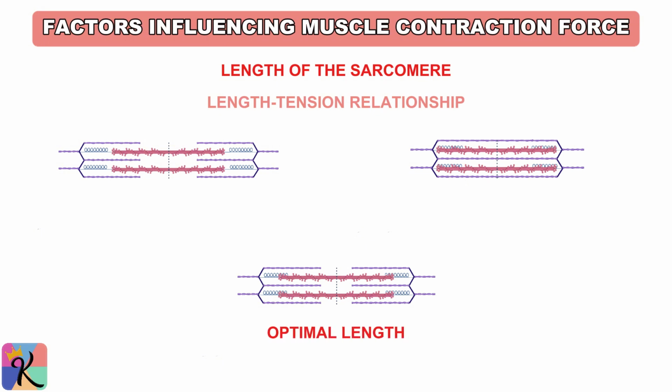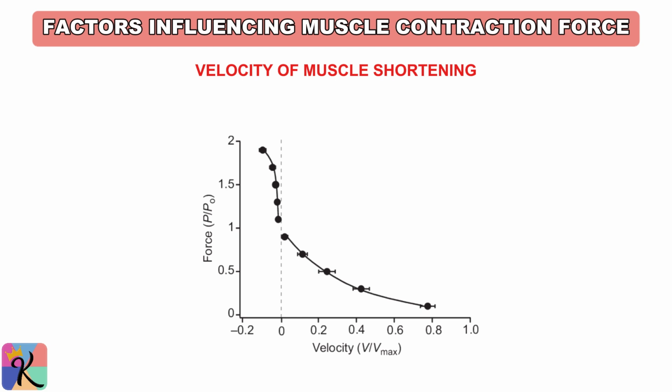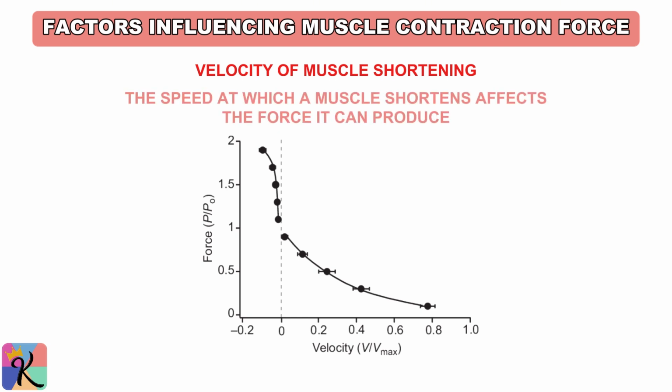There's an optimal sarcomere length where the overlap between actin and myosin filaments maximizes force. If the sarcomere is too stretched or too compressed, the force generated decreases because the overlap is not optimal. Finally, the velocity of muscle shortening influences force production. The speed at which a muscle shortens affects the force it can produce.